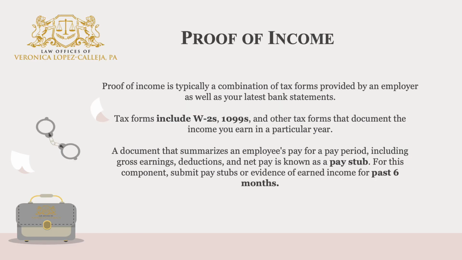Proof of income. Proof of income is typically a combination of tax forms provided by an employer as well as your latest bank statements. Tax forms include W-2s, 1099s, and other tax forms that document the income you earn in a particular year. A document that summarizes an employee's pay for a pay period, including gross earnings, deductions, and net pay, is known as a pay stub. For this component, submit pay stubs or evidence of earned income for the past 6 months.